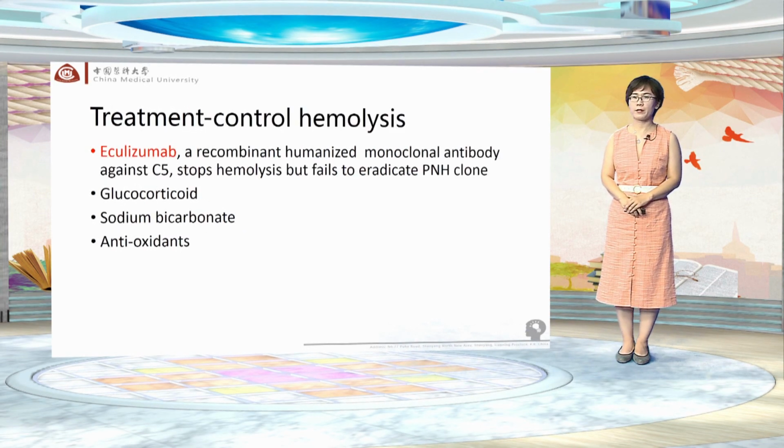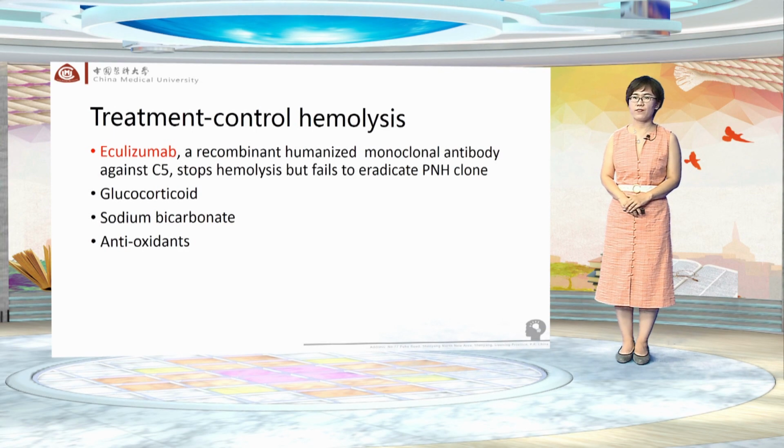Eculizumab is a recombinant humanized monoclonal antibody against C5, which can stop hemolysis but fails to eradicate the PNH clone. Eculizumab is recommended for patients with significant disease manifestations attributable to hemolysis, including disabling fatigue, transfusion dependence, frequent pain paroxysms, thrombosis, worsening renal insufficiency, or other end-organ complications.